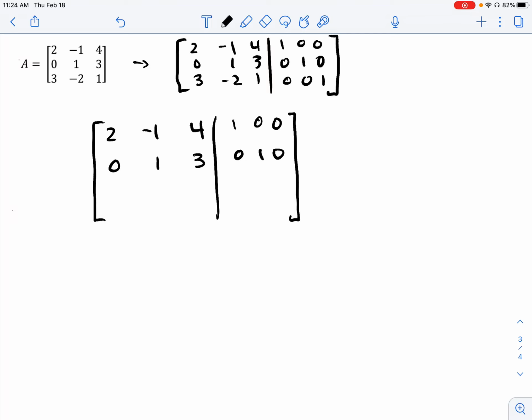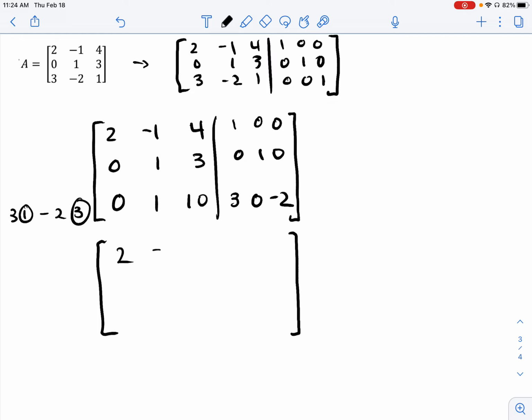So we're going to say 3 times row 1 minus 2 times row 3. You can do the scratch work on the side, but I think I can do this mentally. That should give me 0 if I did that right. And this should give me positive 1, 10, 3, 0, negative 2. All right, so now moving on to my second, we got 2, negative 1, 4. Again, my first 2 rows look good so far. All I'm trying to do is get into REF to start.